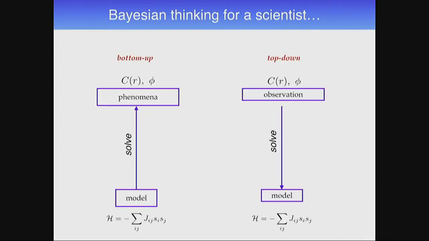Now, there's another way, which I would call top-down, where you start from the observations. This is what you do when you fit. You start from the observations, and you try to solve for the parameters of the model that gave rise to these observations.